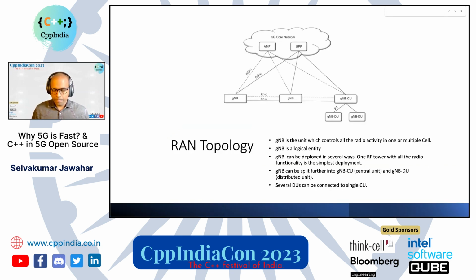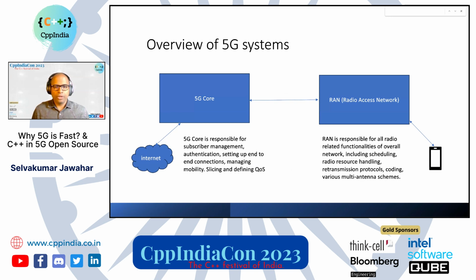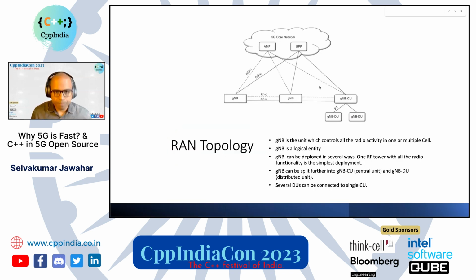Okay, so let's see what is in RAN. Here are two different examples of RAN deployment. Don't worry too much about these abbreviations; I will try to clarify them. In 5G core, there are many more components than just these two. Only these two are shown because these are the two components which interact with RAN.